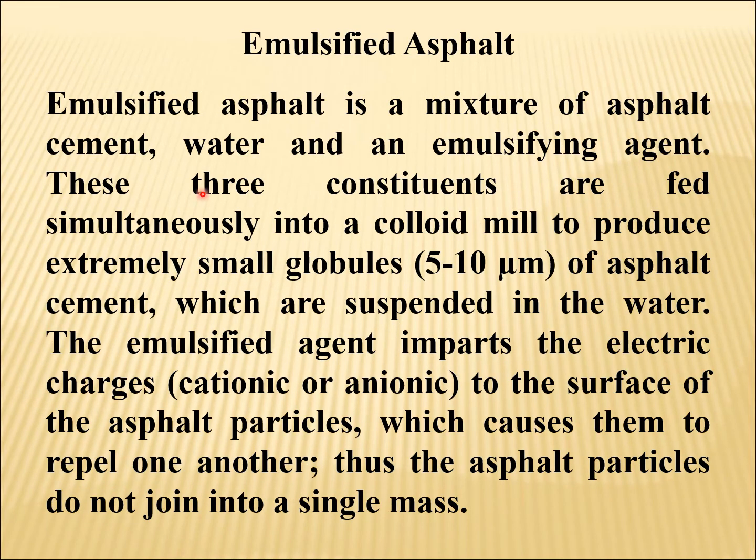Okay, now we are going to discuss emulsified asphalt. Emulsified asphalt is a mixture of asphalt cement. Well, keep this in mind that we are using the word asphalt cement. This is simply bitumen, or you can say the asphalt, because it has the binding material, so that's why the word cement is being used. So emulsified asphalt is a mixture of asphalt cement, water, and an emulsifying agent.